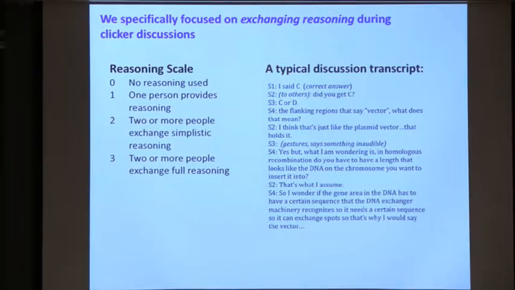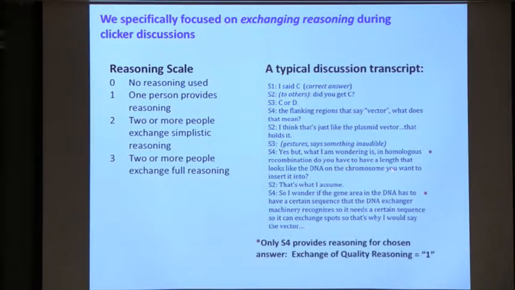So again, it's not really a linear scale, but it's just a way of categorizing what's happening in the discussion. So in this discussion, we only have one student who's really using reasoning. So student 4 here has an idea about how something is working in this homologous recombination event. People are sort of supporting that idea, and the same person, again, has more ideas about why a particular answer might be correct. So in this particular little blip of the transcript, we would call this a 1 because only one student is actually using reasoning in their discussion.